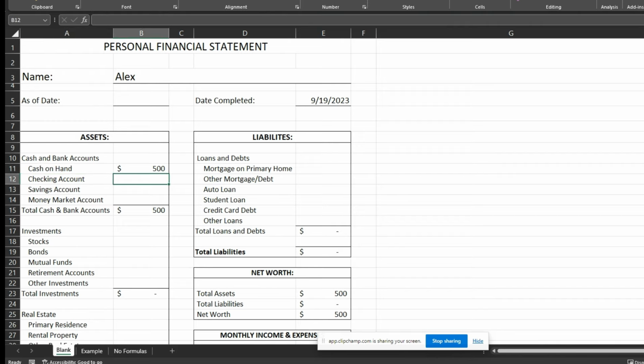How much is in your checking account, savings accounts, and money markets? The other way you could do it is, you could rename this to checking account dash Bank of America or savings account Wells Fargo, wherever you have your money. Once again, fill this in.